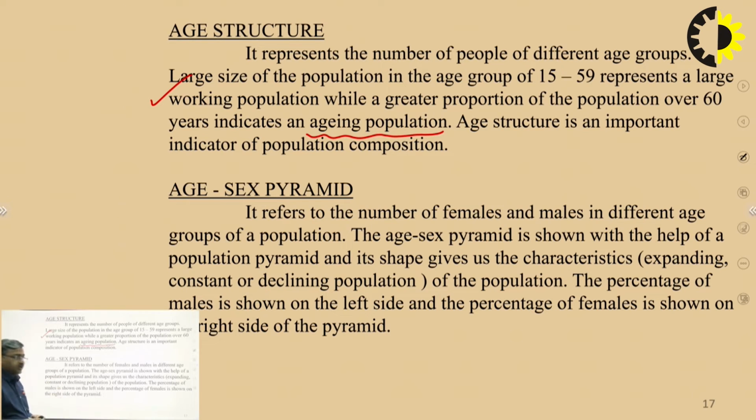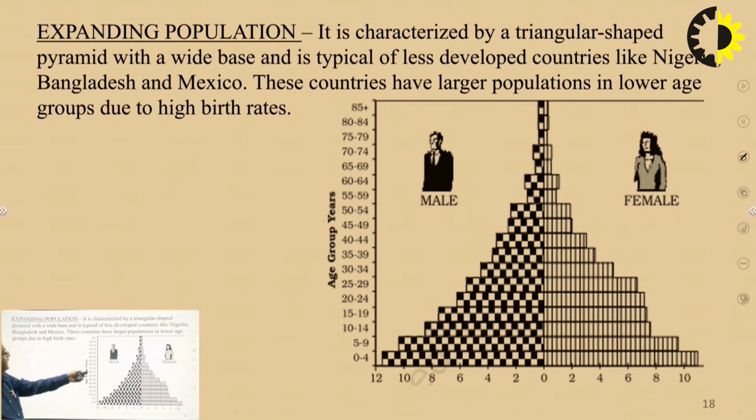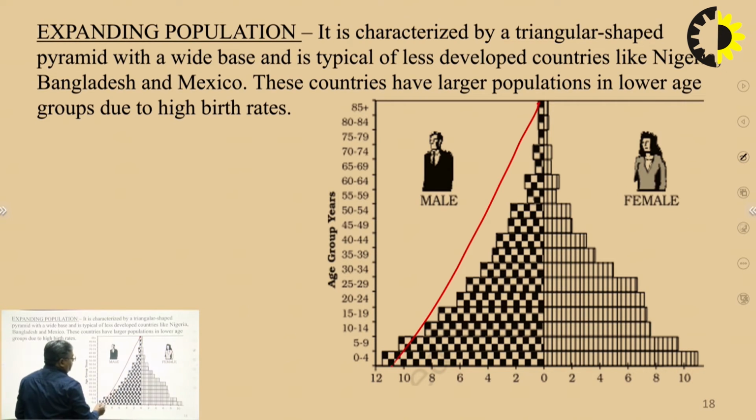The age-sex pyramid refers to the number of females and males in different age groups of a population. It is shown with the help of the population pyramid, and its shape gives us the characteristics of whether the population is expanding, constant, or declining. The percentage of males is shown on the left side and the females on the right side. Now this is the expanding population, characterized by a triangular shape of the pyramid.